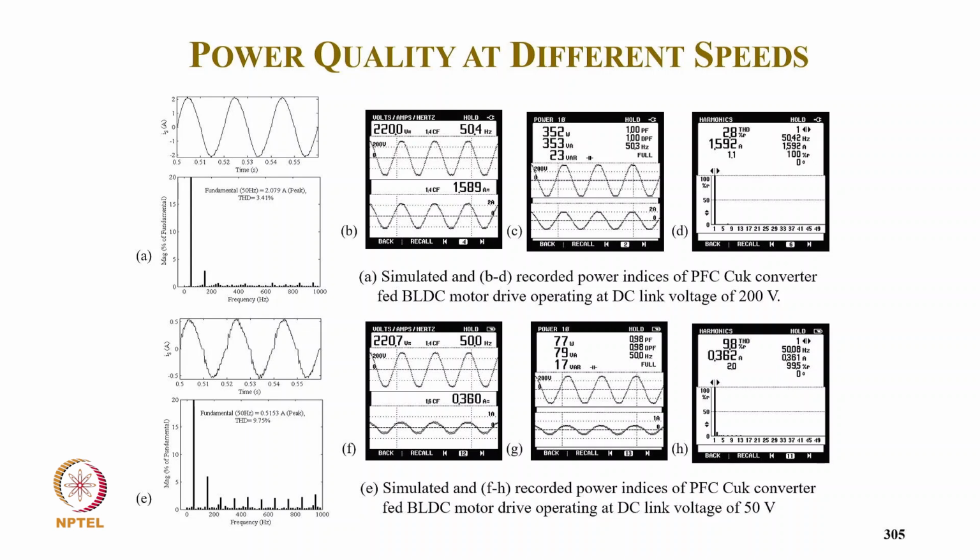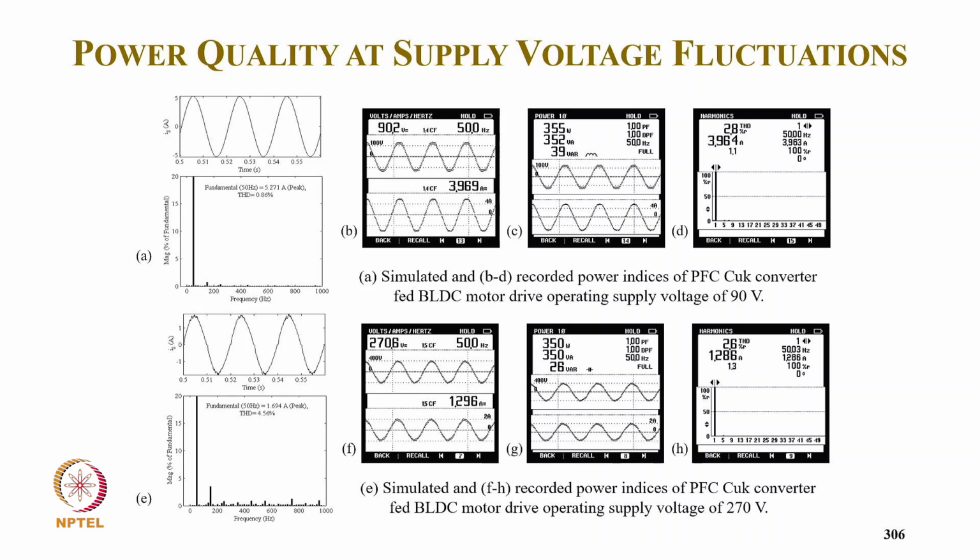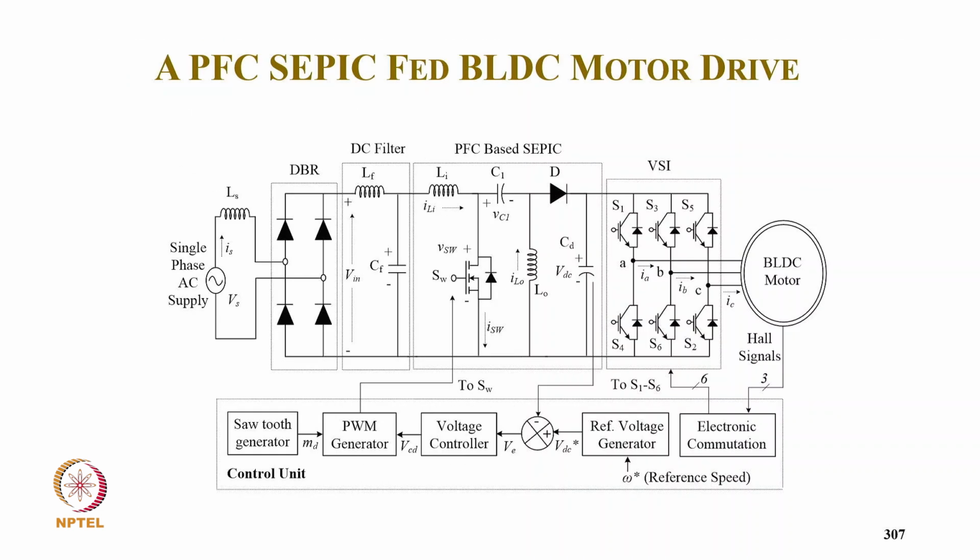And these are the power quality performance results. Even at 220 volt we get THD of supply current 2.8% with unity power factor, and even at light load, 50 volt, 500 RPM, the motor is running, with THD 9.8 and power factor 0.98. At 90 volt we get THD of 2.8% with unity power factor, and at 270 volt also we get THD 2.6% with unity power factor.